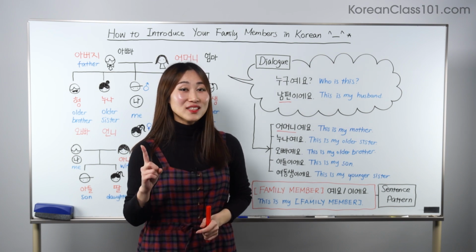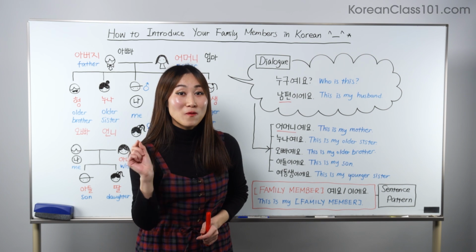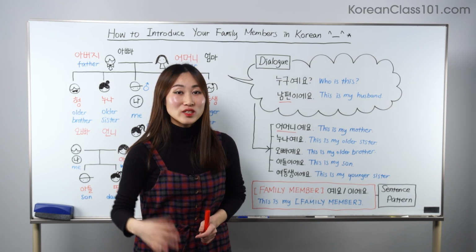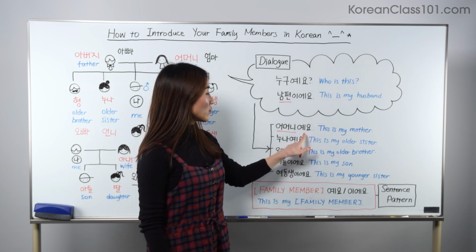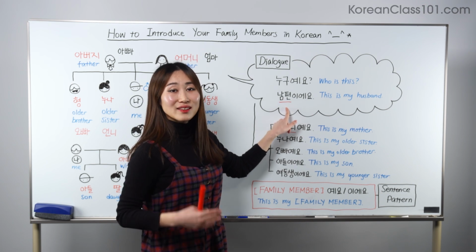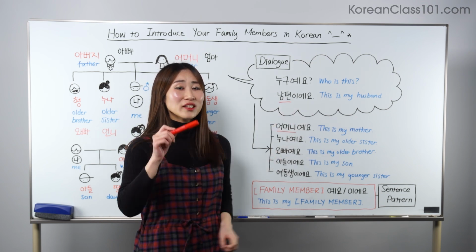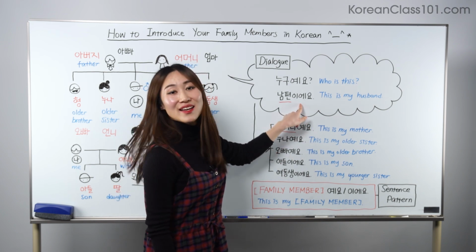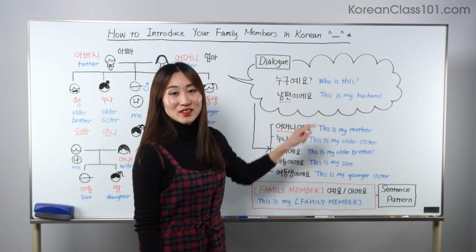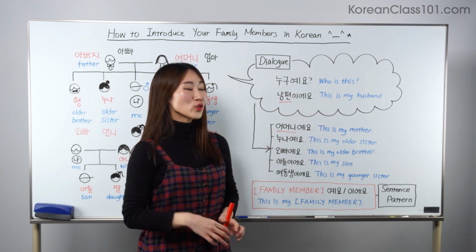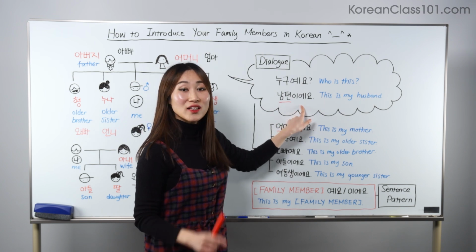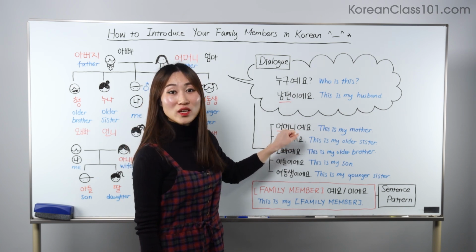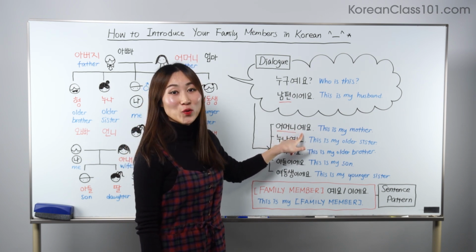어머니, 어머니. This word ended with a vowel sound, right? So we use 예요. But here, 남편, it ended with an N sound, a consonant, so we use 이에요. Again, if the word ends with a consonant, we use 이에요, and if the word ends with a vowel sound, then we use 예요.